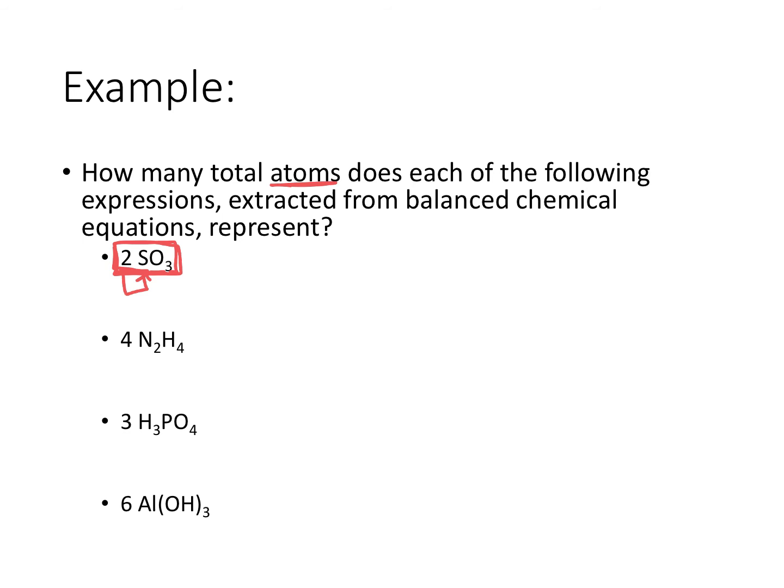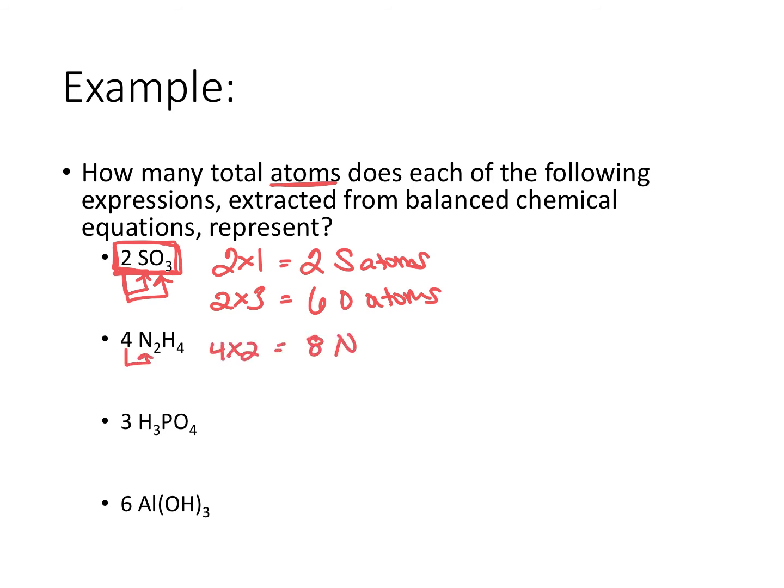So there's 2 times 1 sulfurs, so it's 2 sulfur atoms. And then 2 times 3 for oxygen. So there's 6 oxygen atoms. Right, so this is just a reminder that that number multiplies everything for the formula that it's in front of. Next one, I have 4 times 2 for nitrogen, so 8 nitrogen atoms. I have 4 times 4 hydrogen, so 16 hydrogen atoms. Pause the video and see if you can do the last 2.